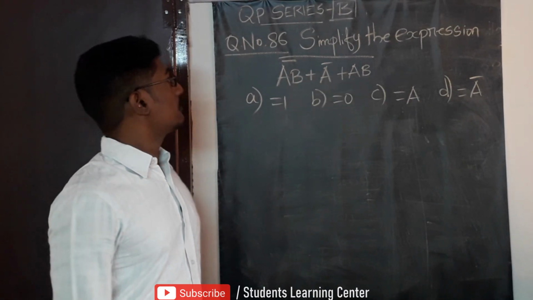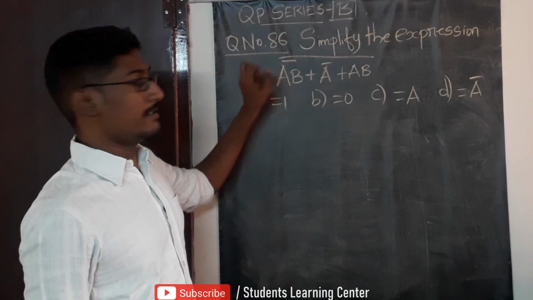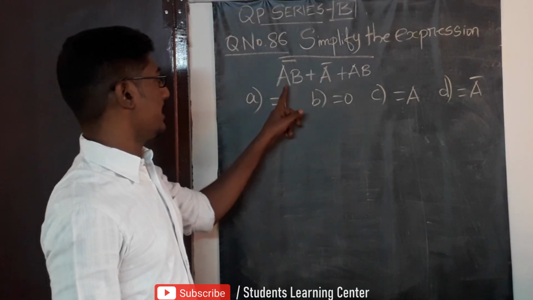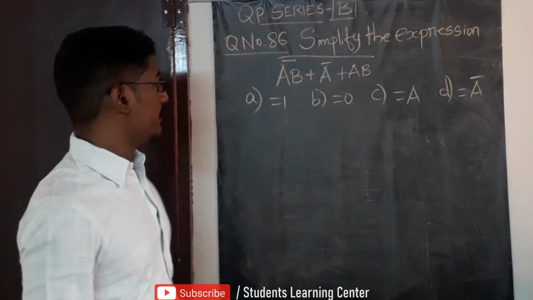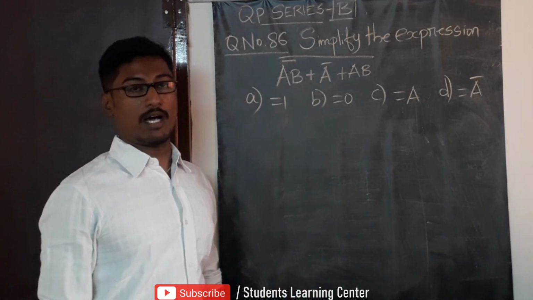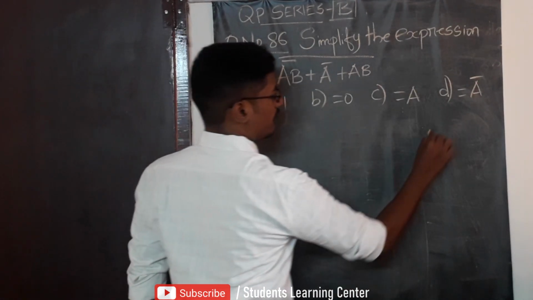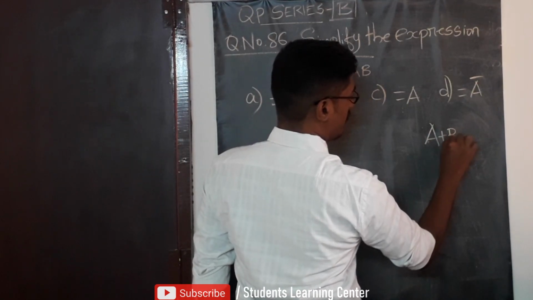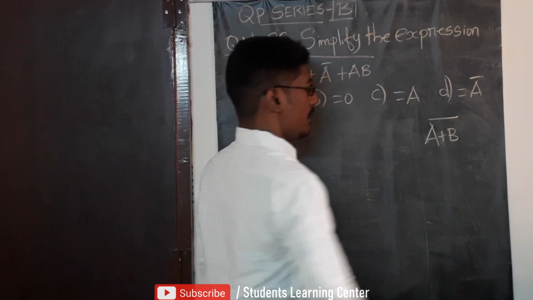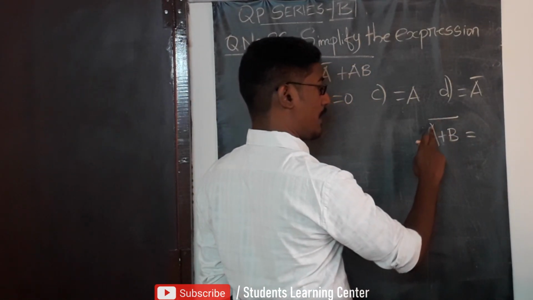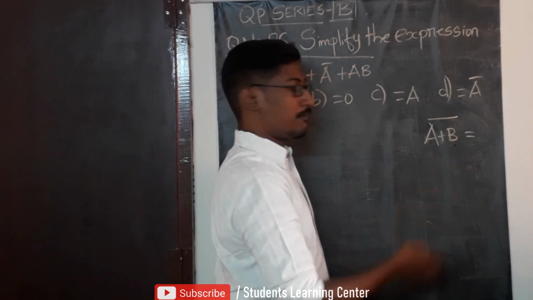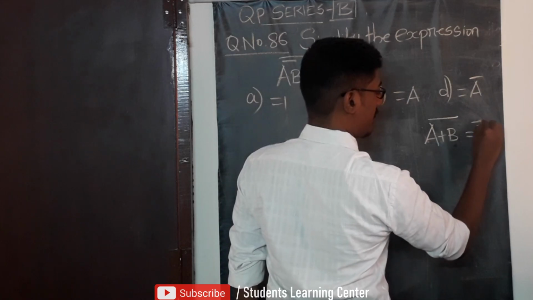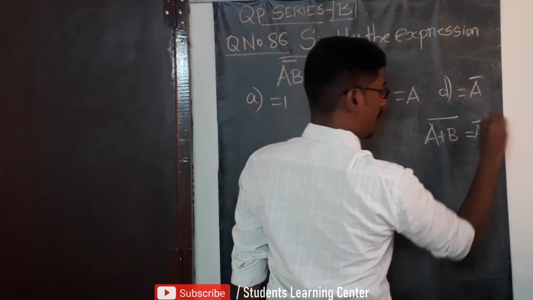The next problem is question number 86. Simplify the expression: the whole bar of AB bar plus A bar plus AB. In this problem we are going to apply De Morgan's rule. De Morgan's rule says that A plus B the whole bar means we apply the bar to the individual terms and change the plus into a dot product, so it becomes A bar dot B bar.